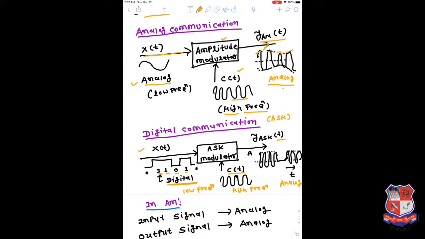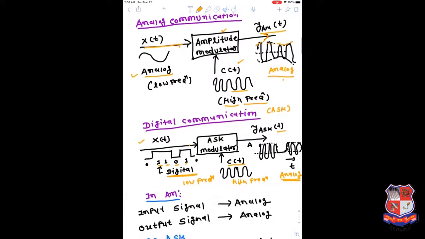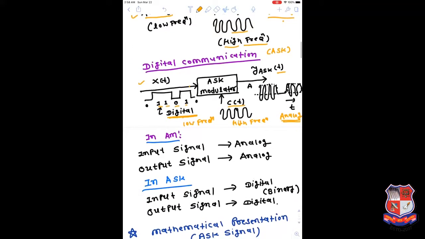So we can observe here the input of the ASK modulator is digital, but the output of the ASK modulator is analog in form. So this is the basic difference between analog communication and digital communication. Both have an analog output, but the input is different. In analog communication, the input x of t is an analog signal, whereas in digital communication, the input x of t is a digital signal. So here we can see the difference.